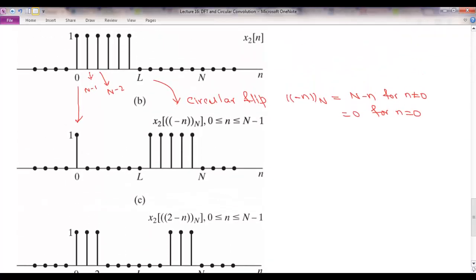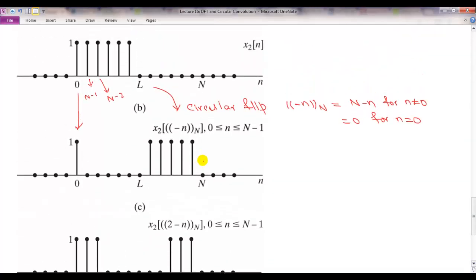Even though the way you arrived at this is through a different process, through circular flipping and circular shifting, the end result is the same. You need to keep in mind that the steps you are taking are not the same, but the end result ends up being the same if you use a certain value of N which is big enough. So we'll look at under what conditions the answer of circular convolution ends up being the same as that of linear convolution.